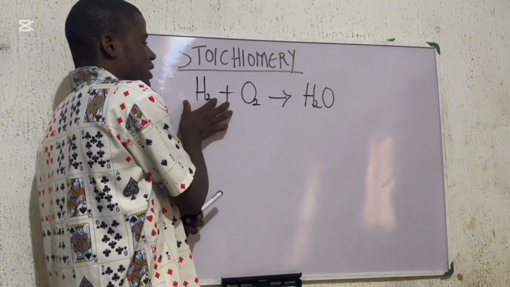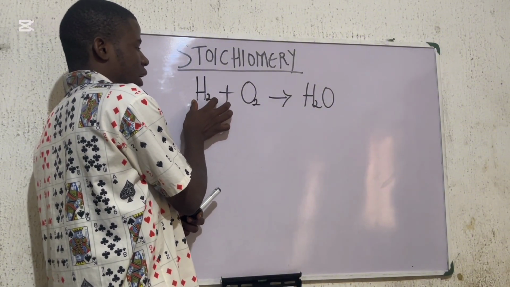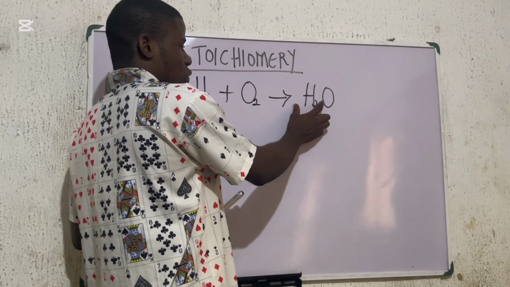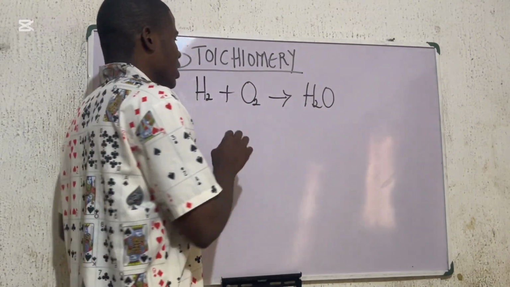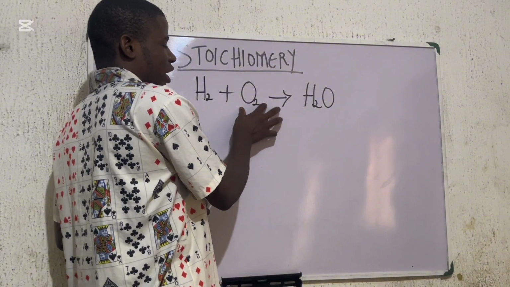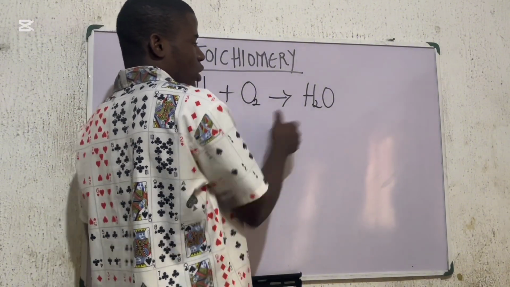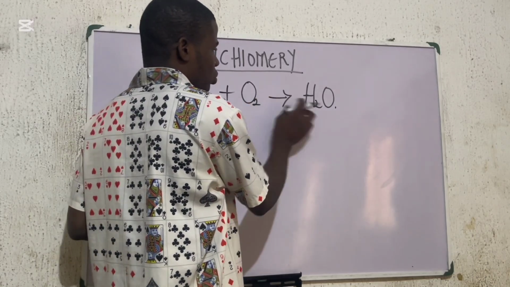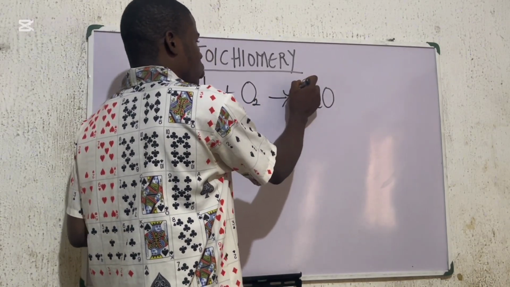Now, at the reactant side, how many atoms of hydrogen do we have? We have two. In the product side, we have two. So hydrogen is balanced, right? Now, at the reactant side, how many atoms of oxygen do we have? Two, while on the product side, it is one. Is oxygen balanced? No.